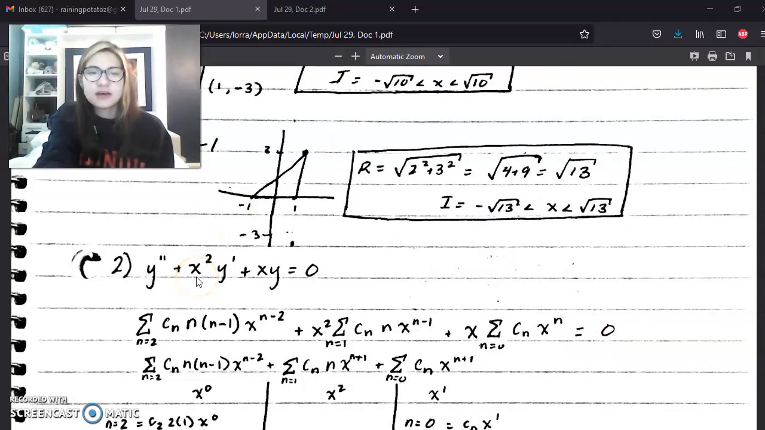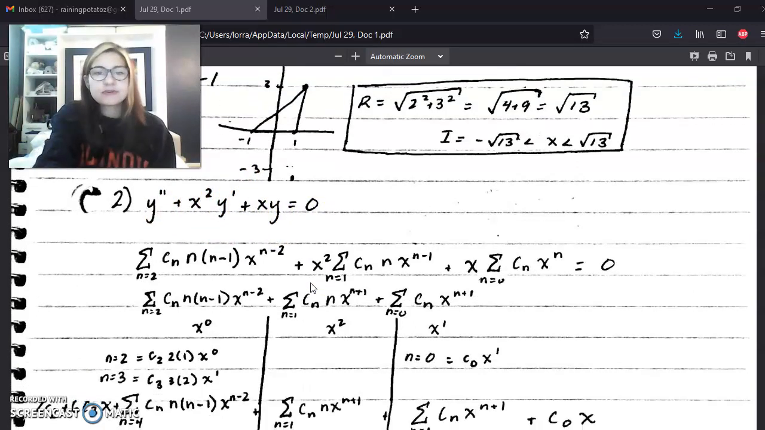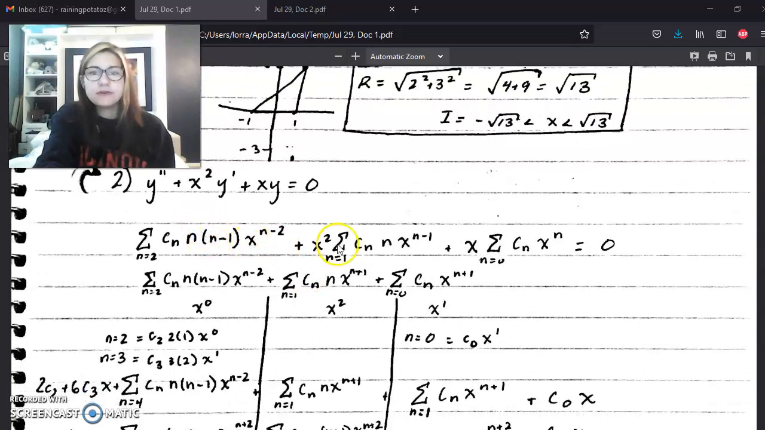For number 2, you were supposed to find two power series as separate solutions for this equation: y double prime plus x squared y prime plus xy is equal to 0. In order to do this, you use that y double prime is equal to the sum from n equals 2 of c_n n(n minus 1) x to the n minus 2. Then for the second one, you multiply x squared by the power series representation of y prime, and x by the power series representation of y.